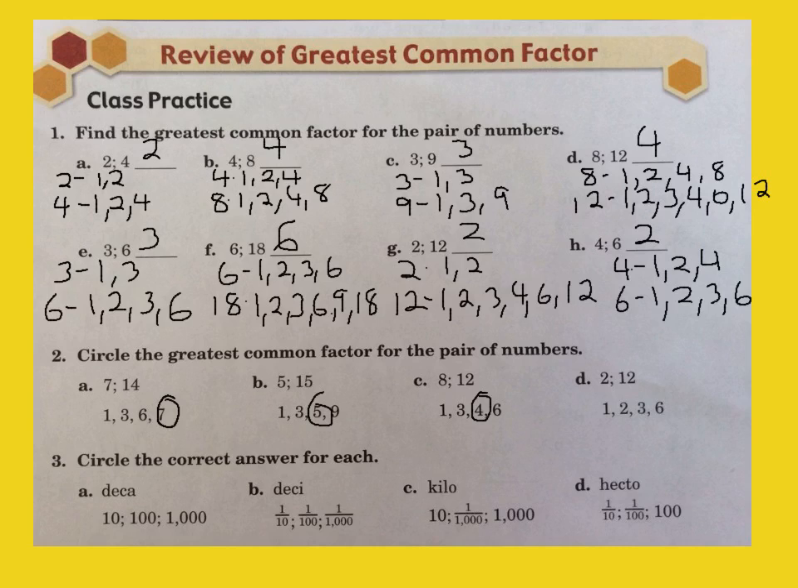D, we have 2 and 12. Raise your hand if you think the GCF would be 1. Raise your hand if you think it'd be 2. Raise your hand if you think it'd be 3. And raise your hand if you think it'd be 6. The GCF for 2 and 12 would be 2.